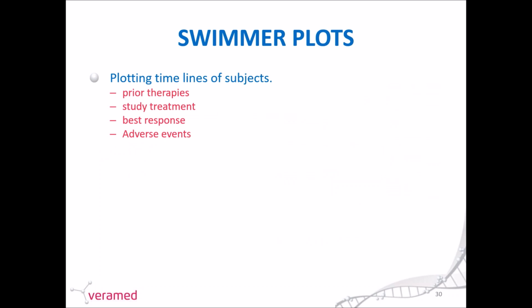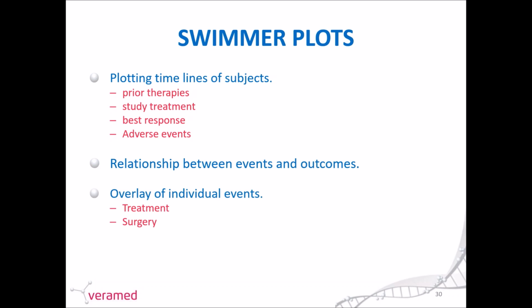In this example, we're plotting timelines of subjects. We're showing prior therapies, study treatment, best response, and we might also include adverse events. There's also randomization on here. So you're overlaying these individual events like treatment and surgery on top of your timelines.